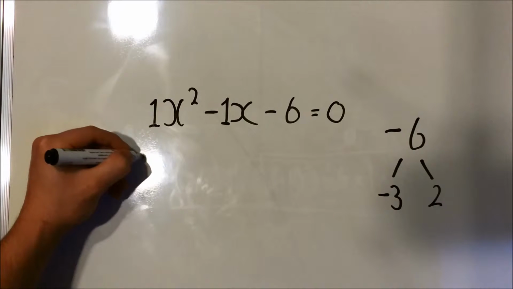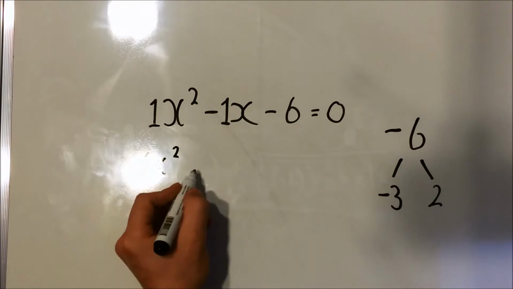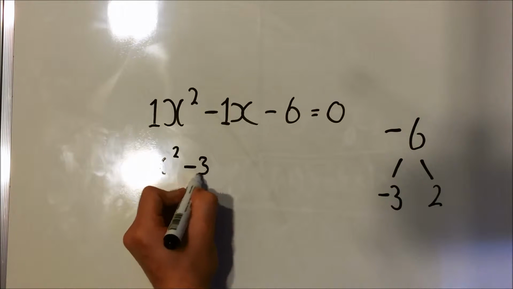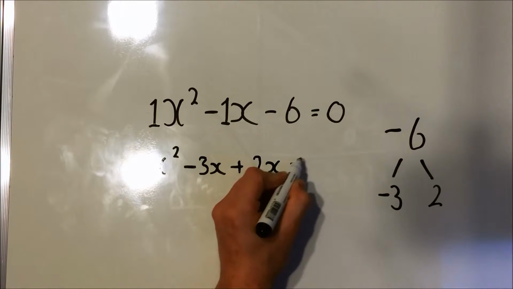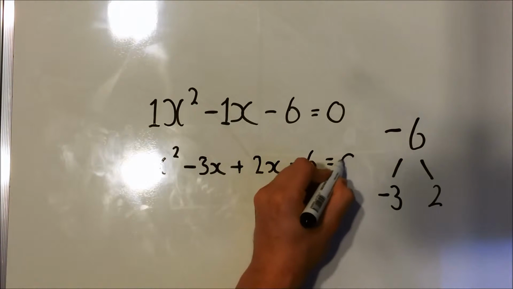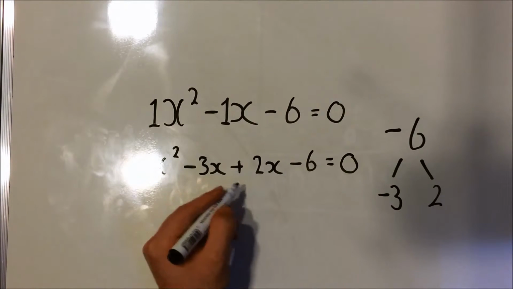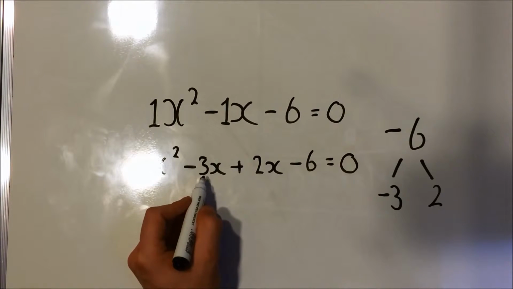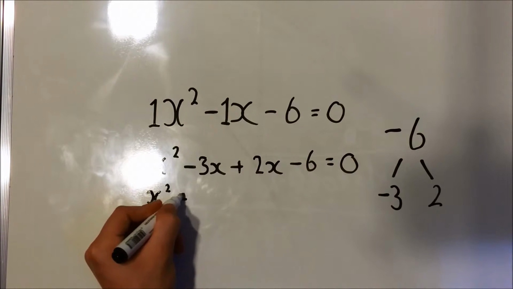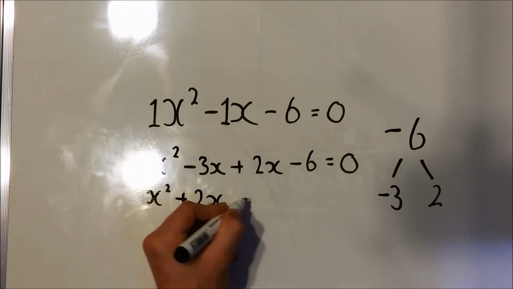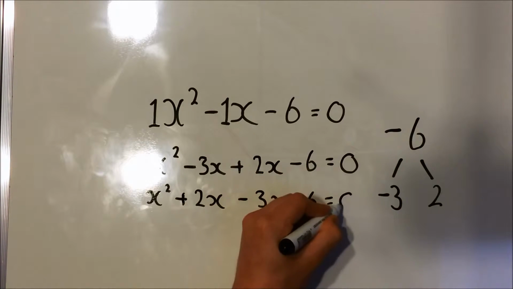Then, what you do, you write 1x squared, use the minus 3 and 2, so you get minus 3x plus 2x minus 6 equals 0. Then you factorise it. But to make my life a little bit easier, I'll just swap these two. Nothing mathematical about it. Just literally putting them in a different place. Minus 3x minus 6 equals 0.